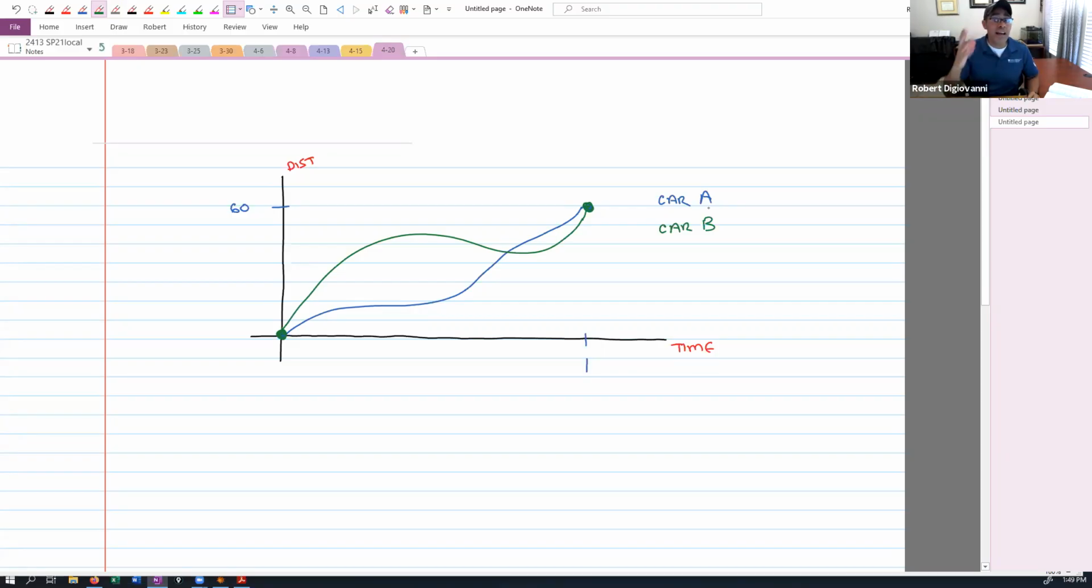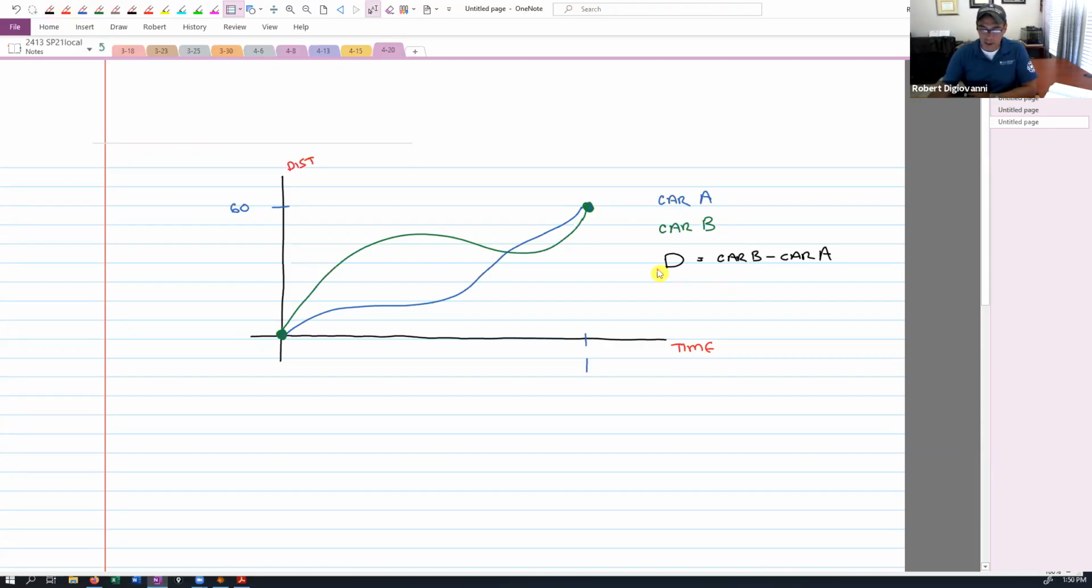I'm going to create a new function. And this is the part I don't think you would have thought about. Most people don't. I'm going to create a new function, and I'm going to call this the D function. The D function stands for difference. I'm going to take the difference of the two. I'm going to define this to be car B's position minus car A's position.